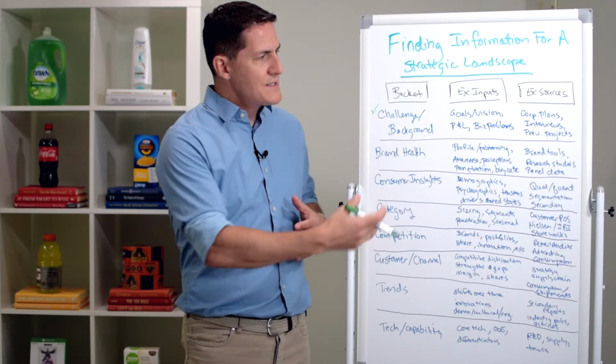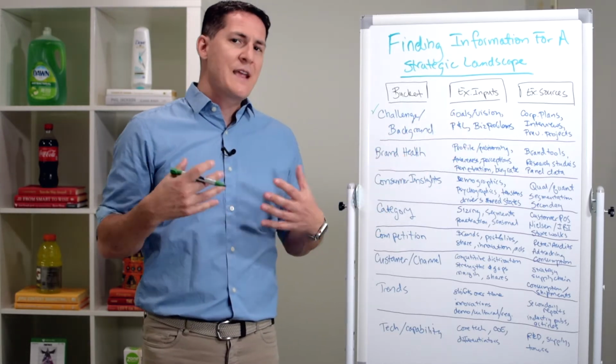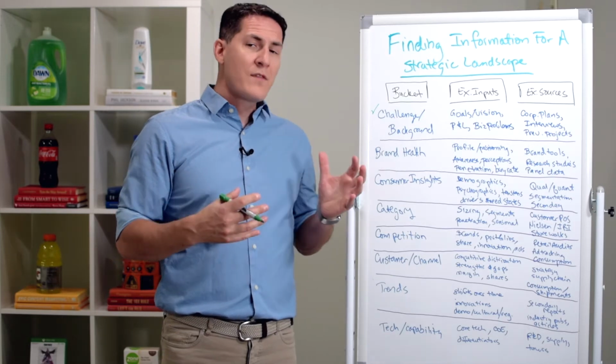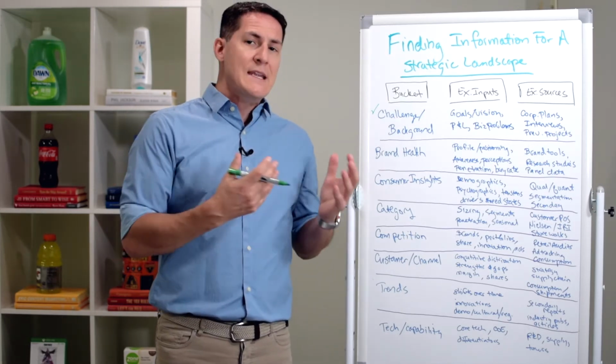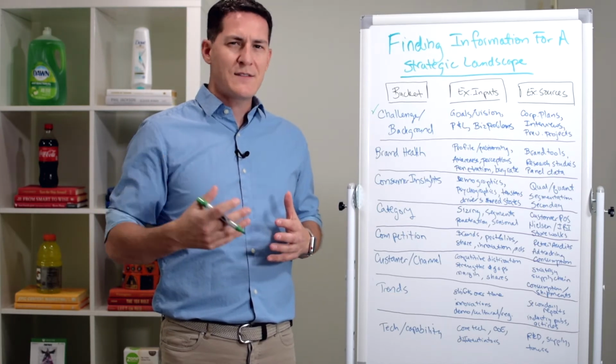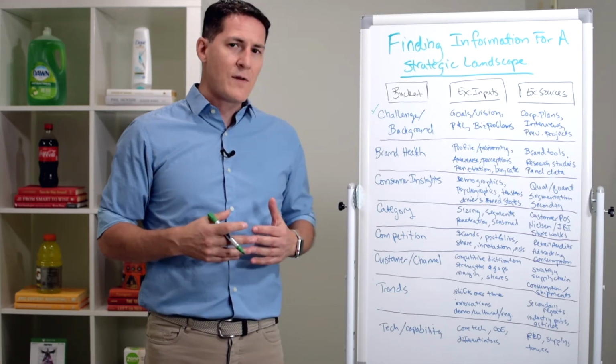In all of these cases, I'm giving you example inputs, example types of information that might fall into these. There might be more than what I'm showing you here. You may not need everything that's on this list. It's really meant to illustrate some examples of the kinds of things that might fall into each category.